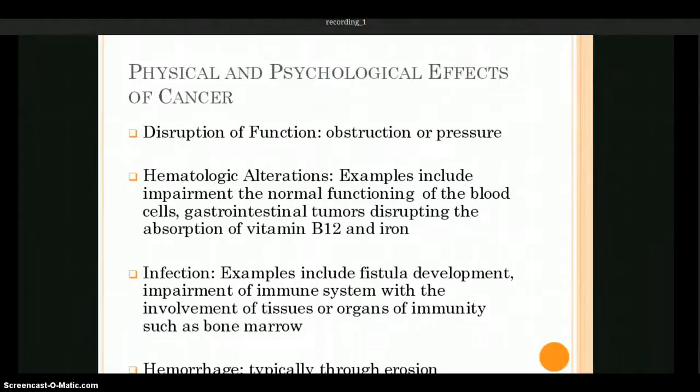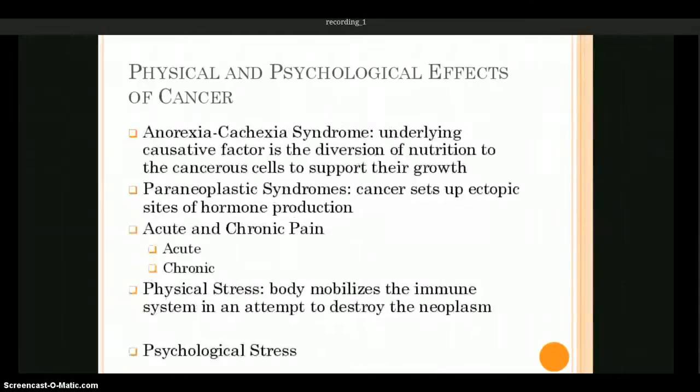Some other physical and psychological effects include anorexia cachexia syndrome. I'm not going to go into that here because I'm going to talk to you quite a bit about that in class, okay? And I talked about earlier that cancer cells are really good at self-preservation, and one of the things that they can do is they can set up ectopic sites for hormone production. So if they need certain hormones in order to grow, they actually can go ahead and set up a distant site to produce those hormones for them. Just like I also talked about how they can actually create new blood vessel structures in order to provide themselves oxygen, or new connective tissues in order to support themselves.